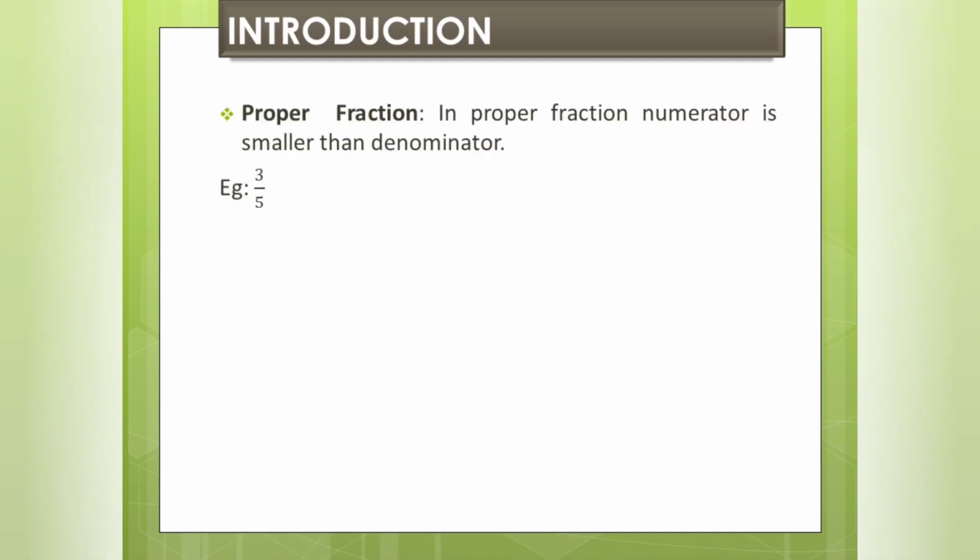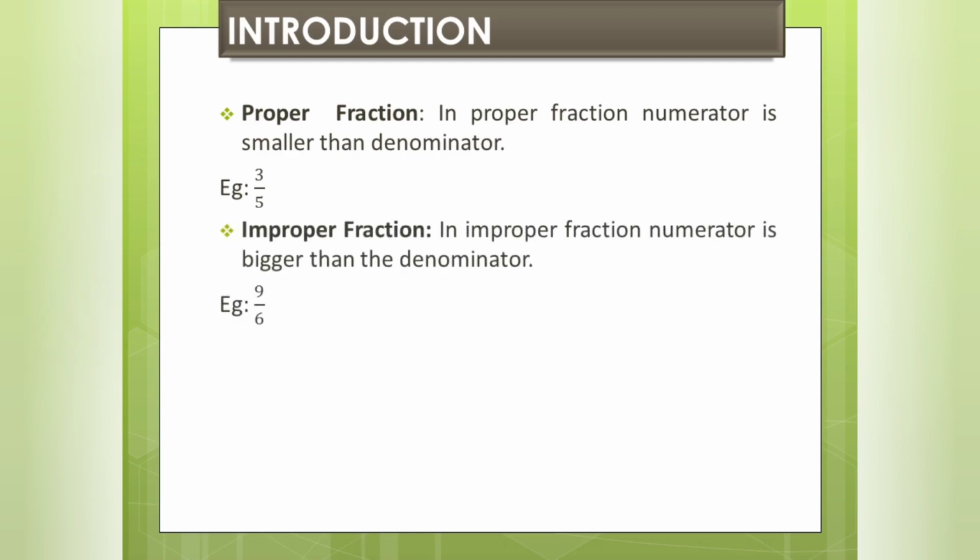First, let us learn about proper fraction. In a proper fraction, the numerator is smaller than the denominator. For example, 3 upon 5. 3 is the numerator and 5 is the denominator. Next one, improper fraction. In an improper fraction, the numerator is bigger than the denominator. Example, 9 upon 6. 9 is the numerator, 6 the denominator.